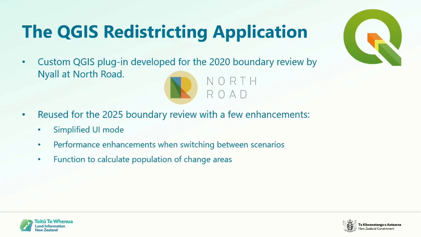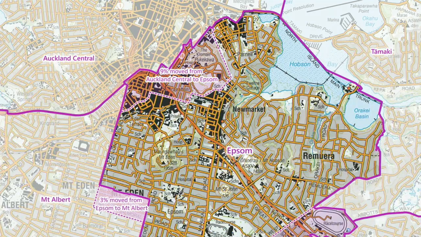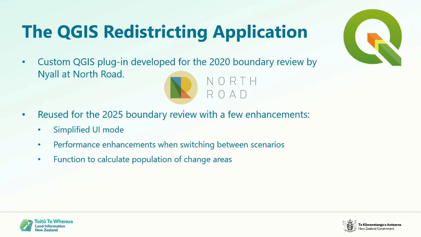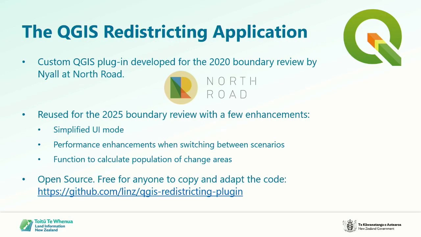And a function to calculate population of change areas. This was a big one for me. These like 3% move from Epsom to Albert and the 9% up here. Those are all published in the maps, and we have to calculate those. Previously they had to be done by a very manual, horrible process that was fraught, but the QGIS plugin just does all that now. It's open source, so if anyone has a country that is in need of a redistricting app, it's there.